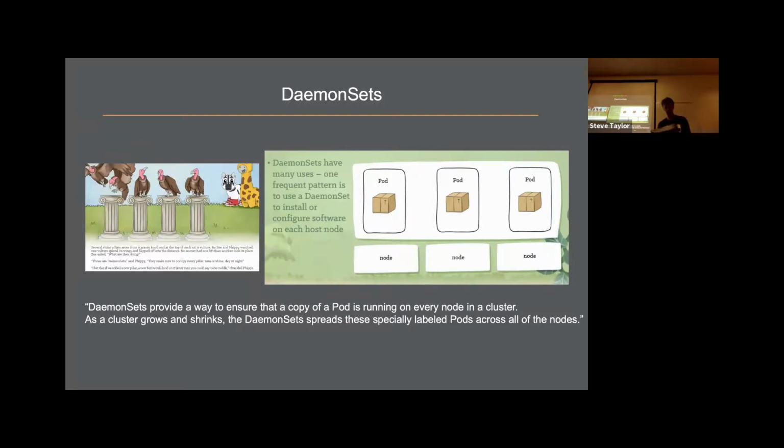Several stone pillars arose from a grassy knoll, and at the top of each sat a vulture. As Z and Phippy watched, one vulture spread its wings and flapped off into the distance. No sooner had one left than another took its place. Z asked, "What are they doing?" "Those are daemon sets," said Phippy. "They make sure to occupy every pillar, rain or shine, day or night. I bet if we added a new pillar, a new bird would land on it faster than you could say kubectl," chuckled Phippy.